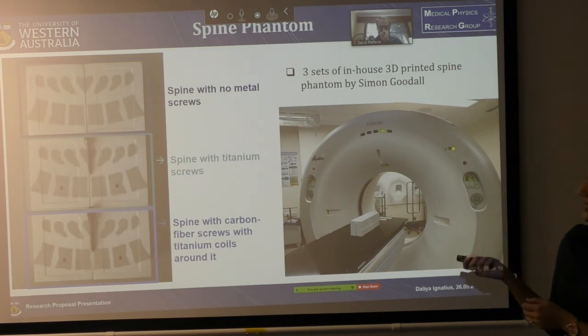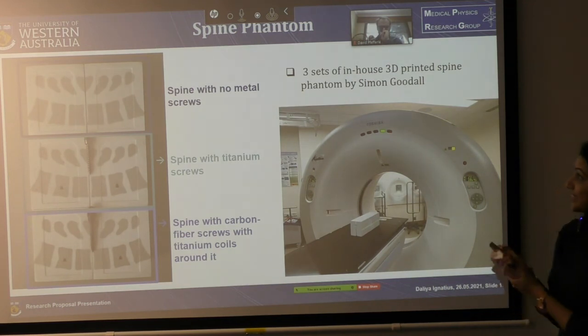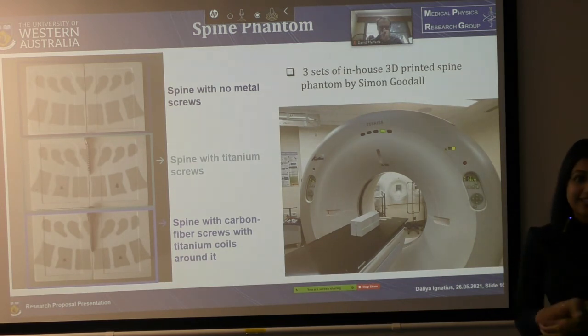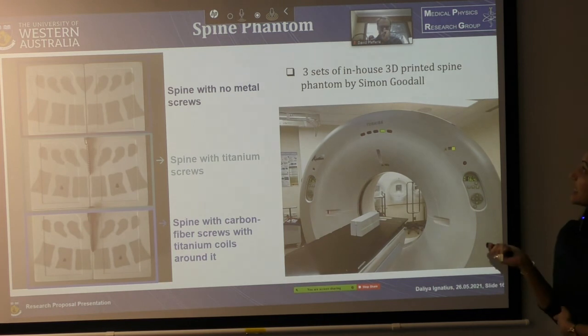And here is a 3D printed, in-house 3D printed spine phantom by Simon Goodall. Thanks, Simon. And so here is a spine phantom with no metal screws. Here is the same one with titanium screws inserted. And this is with carbon fiber screws with titanium coils around it. So me and Zaid CT scanned the phantom, and we have SEMAR processed it, but haven't done the dose calculation or analysis yet on these ones.